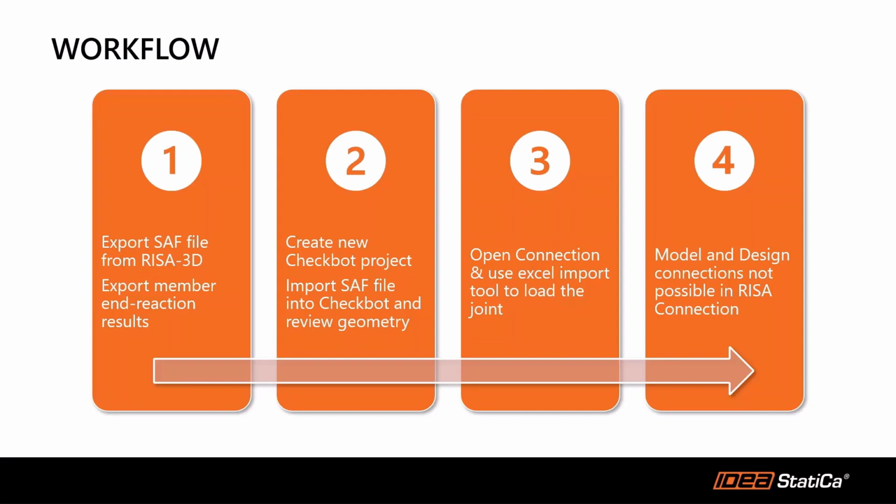Now, once everything has been reviewed, we can move on to the third step, and that is where we will be opening the connections from Checkbot and using the Excel import tool to be able to load every single joint that we need. The fourth and last step, that's where we will be modeling and designing the connections that are not possible in RISA Connection. All right, so let's go ahead and start our workflow.